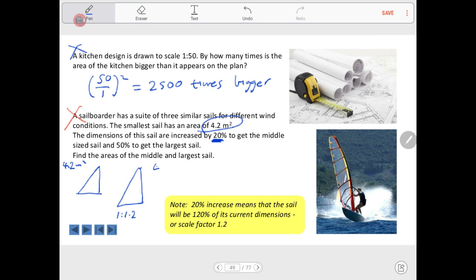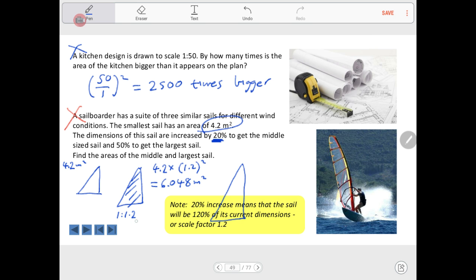So to get the area, we'll take the original area of the smallest one and multiply it by 1.2 squared. So there's our scale ratio, 1.2 squared. So that gives us 6.048 square metres for the medium-sized sail.